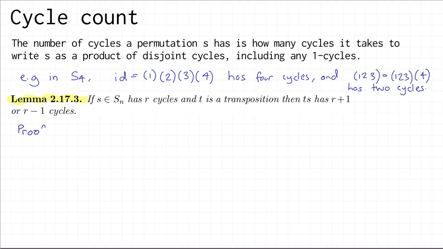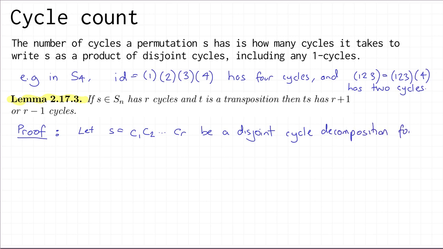So we'll do half of the proof here. The other half is in the lecture notes for this section. So let S equal C1, C2 up to CR be a disjoint cycle decomposition for S. And remember that we are including all of the 1 cycles if there are any. So if there are any 1 cycles in that decomposition, they're included amongst C1, C2 up to CR. So that means every number between 1 and n appears in exactly 1 of those cycles.